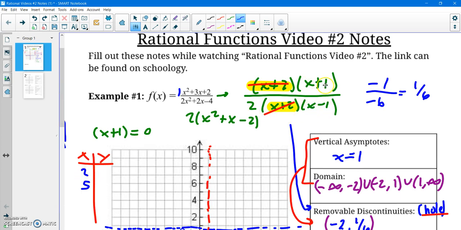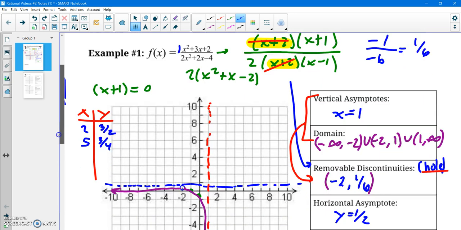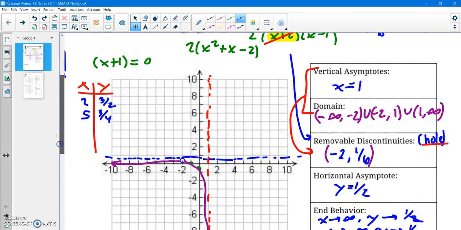2 plus 1 is 3. 3 divided by 2 times 1, that's 3/2. 5 plus 1 is 6. 6 divided by 2 times 4, 2 times 4 is 8. 6 divided by 8, 3/4. So if I go to my graph here, at 2, I'm at 3/2. At 5, I'm at 3/4.